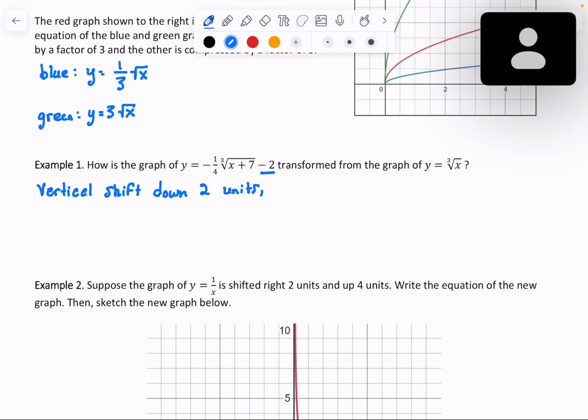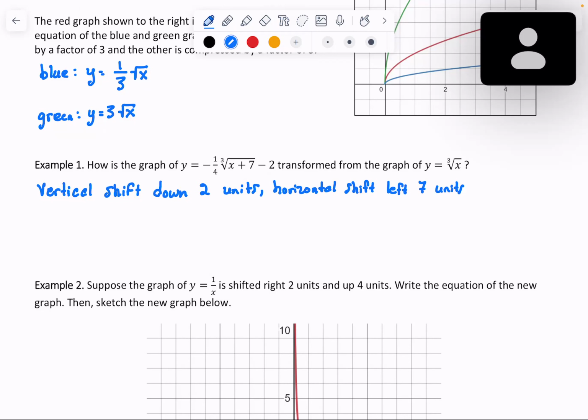Now the next one was horizontal shifts, right? So let's say horizontal shift. In this case, is it to the left or the right, and how many units? Left 7 is correct, because inside the square root we have x plus 7. So it actually went to the left 7 units.